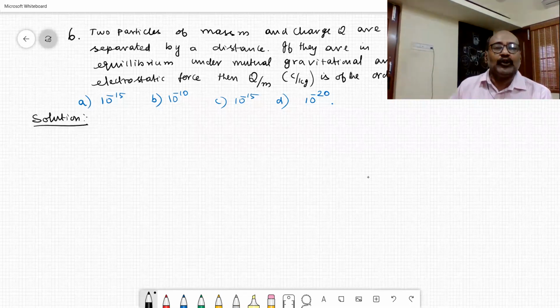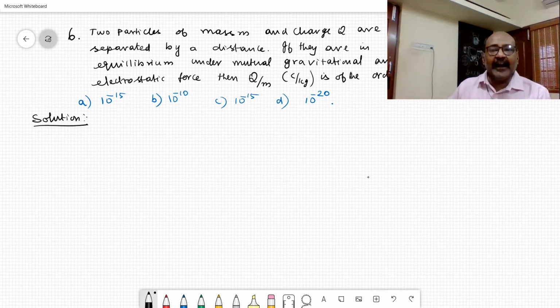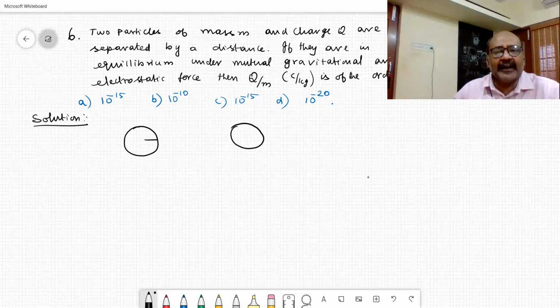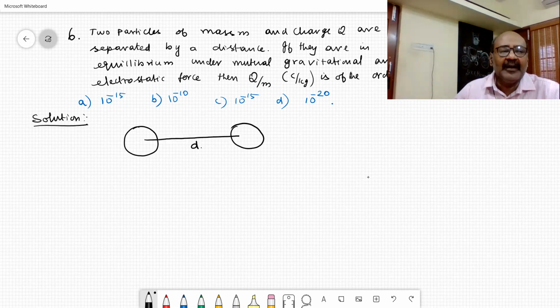Problem number 6. Two particles of mass m and charge q are separated by a small distance. If they are in equilibrium under the mutual gravitational and electrostatic force between them, you are asked to calculate the ratio q divided by m in coulomb per kilogram, which is of the order of. See, I can consider two bodies. The two bodies are separated by a distance d. The bodies are having equal mass m and m. The two bodies are having equal charges q and q.